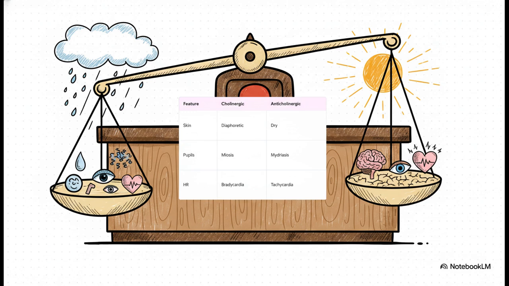Now, flip that. An anticholinergic presentation, like from atropine or TCA overdoses blocking those receptors, gives you a patient who is mad as a hatter: dry, hot skin, absolutely zero secretions, racing heart, and dilated pupils. Bottom line, if they are sweating profusely, you can cross anticholinergic right off your list.